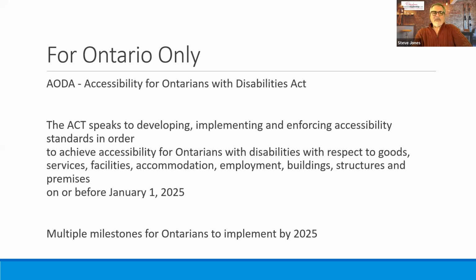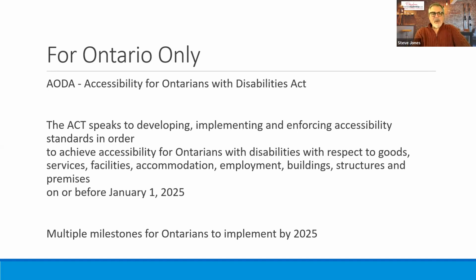So the Act speaks of developing, implementing and enforcing accessibility standards in order to achieve accessibility for Ontarians with disabilities with respect to goods, services, facilities, accommodation, employment, building structures, and premises. The whole thing was supposed to be fully implemented all the way up to premises, structures and buildings, so things like ramps and elevators. It might have been before 2010. It was supposed to be a 15-year rollout to give everybody the opportunity to get up to speed.